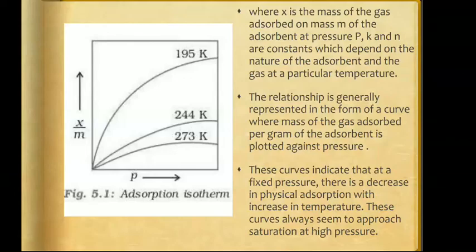The relationship is generally represented in the form of a curve where the mass of the gas adsorbed per gram of the adsorbent is plotted against the pressure. These curves simply indicate that at a fixed pressure there is a decrease in adsorption with increase in temperature.